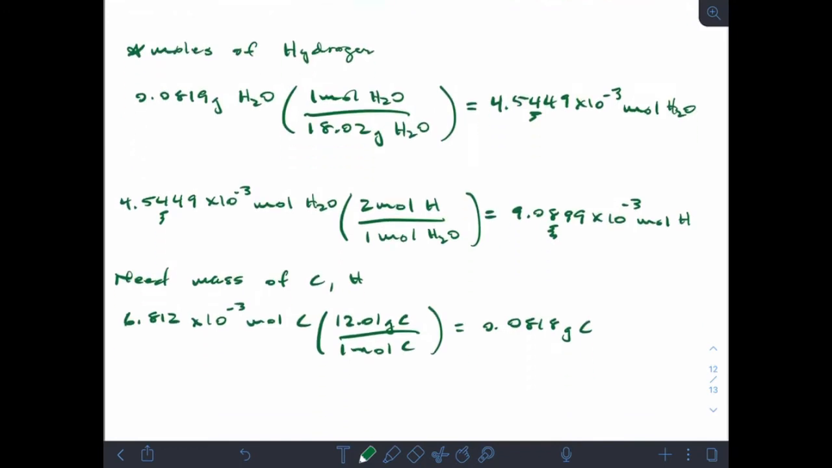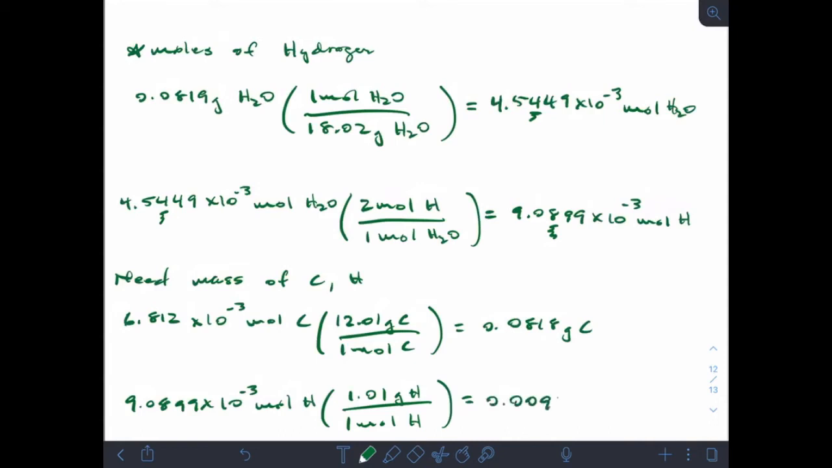And then my hydrogen, 9.0899 times 10 to the minus 3 moles of hydrogen, and it's 1.01 grams of hydrogen in 1 mole of hydrogen, will get me to, excuse me, I had to look it up, 0.00916 grams of hydrogen.